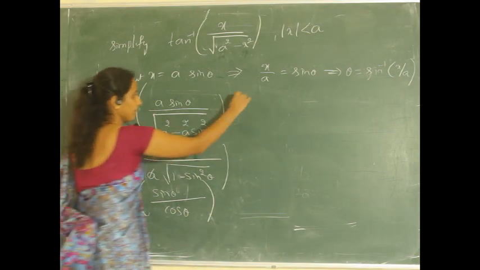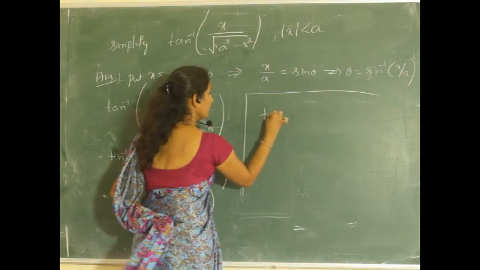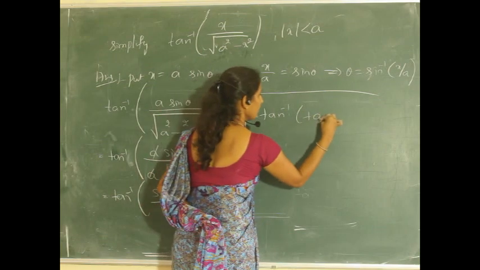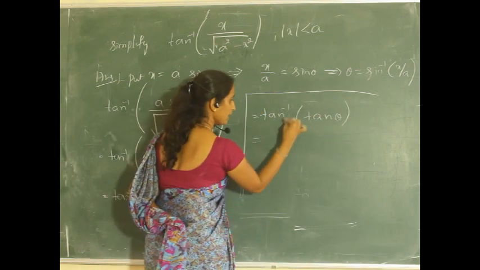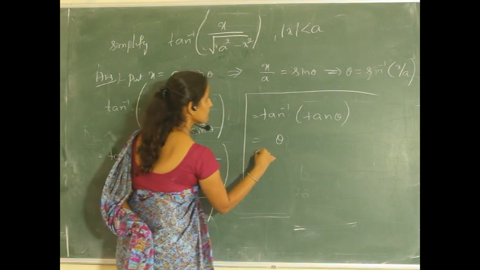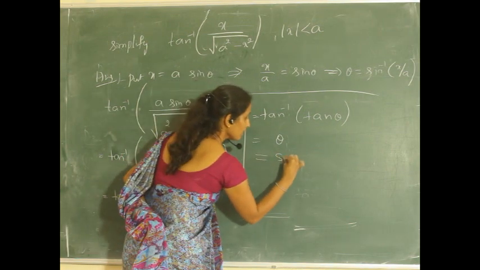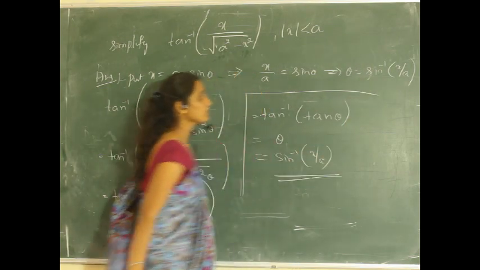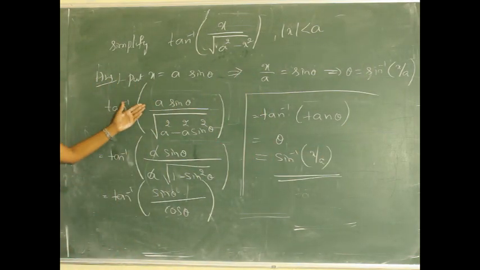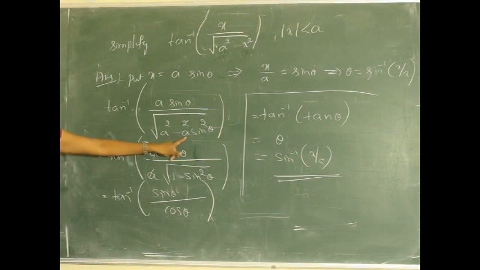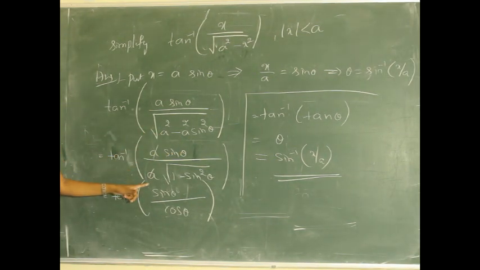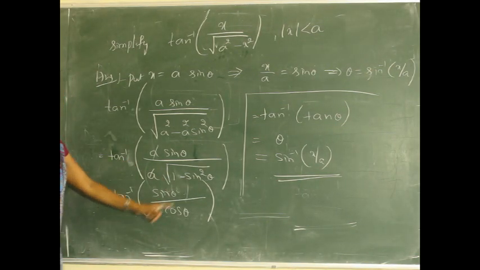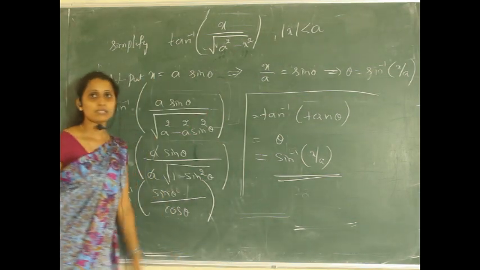So this will be tan inverse of sin theta by cos theta, which is tan theta. So this is equal to tan inverse, and tan can be cancelled. This is equal to theta, but theta is equal to what? Sin inverse of x by a. Theta is equal to sin inverse x by a.